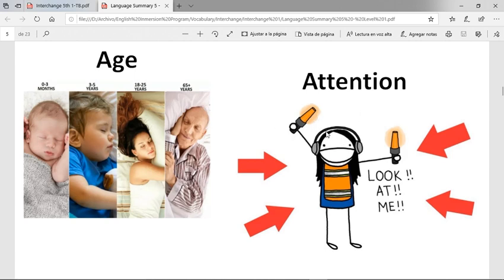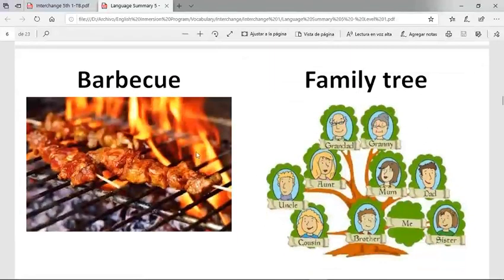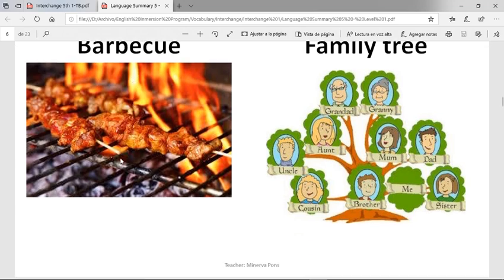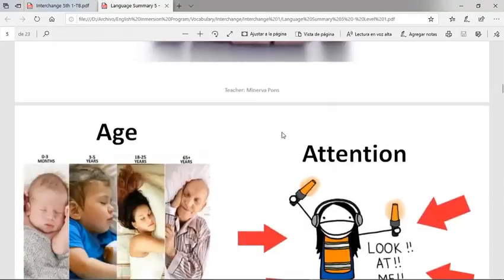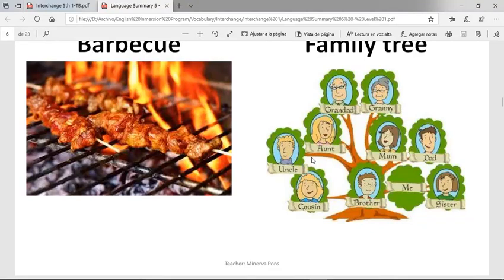You're only looking at something. You're not looking at different things at the same time. It's just one thing. Okay. Then we have barbecue. A barbecue is grilled food, basically, when you usually eat meat. The family tree. This is like a family tree because it has different people in your family: your uncle, aunt, cousin, brother, sister, mom, dad, granddad, grandfather, etc. But a family tree is basically a tree with all of the people in your family.